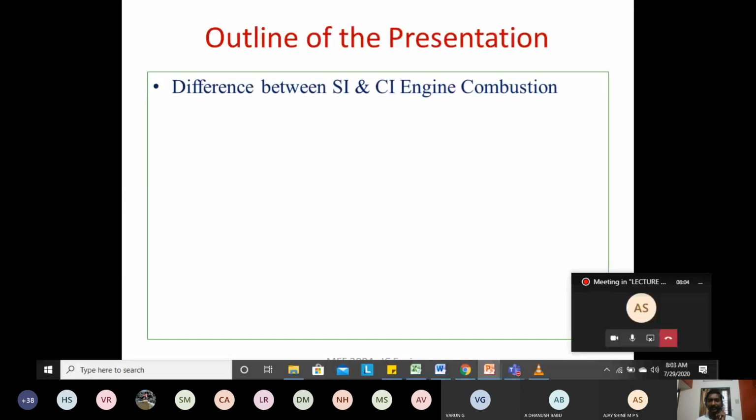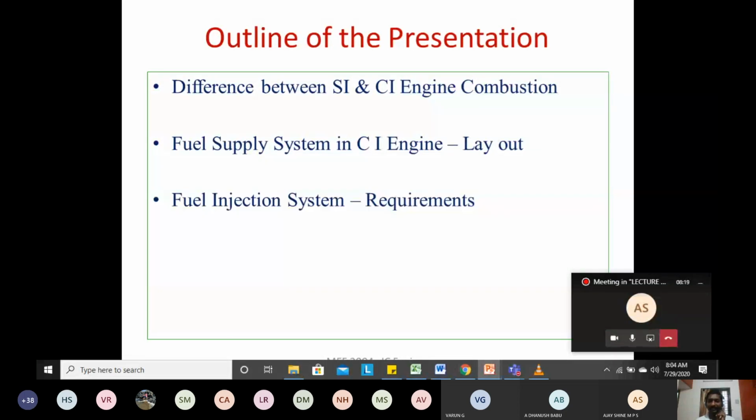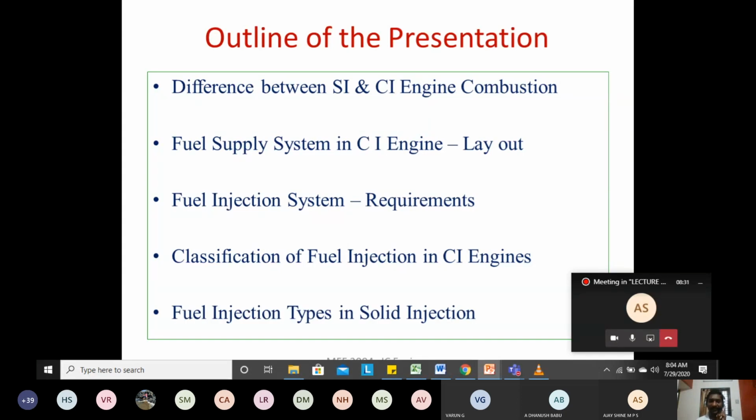We'll start with the difference between SI and CI engine combustion. Then we'll go to different types of flames, and we'll discuss fuel supply system in CI engine, its layout. And then we will be discussing what are the requirements for fuel injection system in the case of a CI engine. Then we will discuss the various classifications of fuel injection in CI engine. And finally, the different types of fuel injection in solid injection system, right? This is what we are going to discuss today.